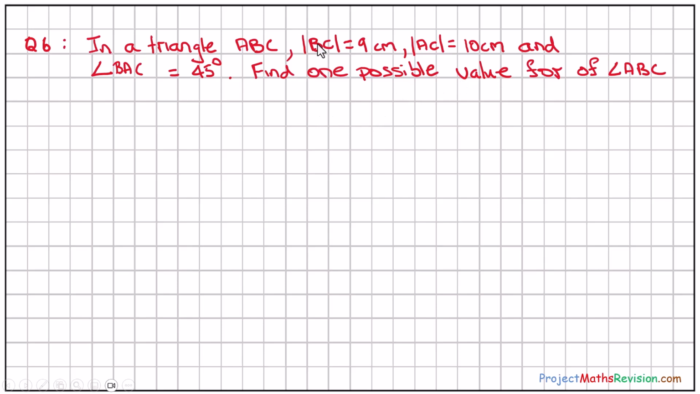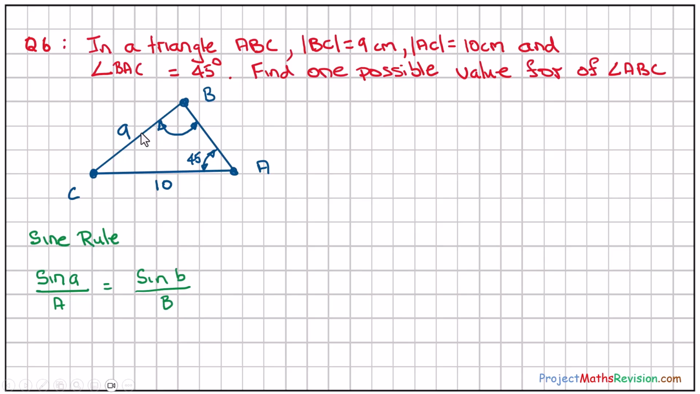So once again we need a diagram. So BC is 9 and AC is 10. So using the common C here, we can say BC is 9 and AC is 10, and the angle BAC is 45 degrees. So remember the sine rule, take the side length and the angle. So we could put the ratio sine of A over A is sine of B over B.